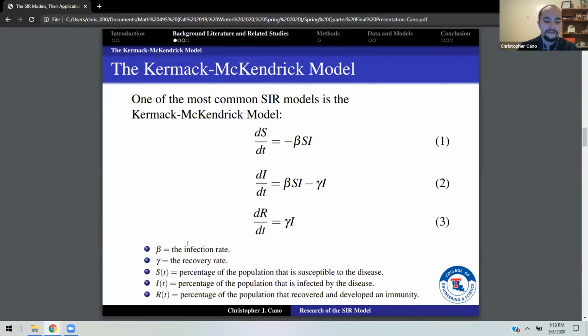Down here we have the infection rate, and that is the probability that an interaction between an infected and a susceptible individual will result in another infected. And we have the recovery rate right here, and the recovery rate is approximately 1 over D, with D being the average duration of the disease. And here are our variables. We have S, I, and R, which are respectively the percentage of the population susceptible, infected, and that have recovered from the disease.